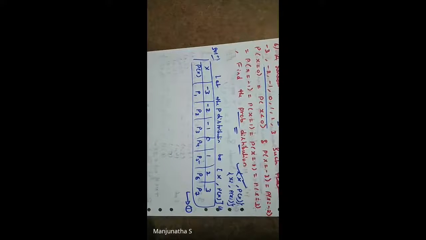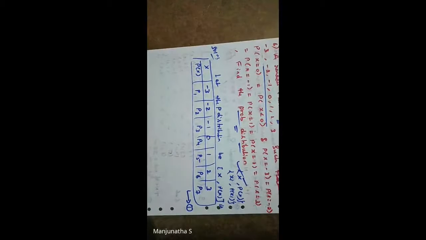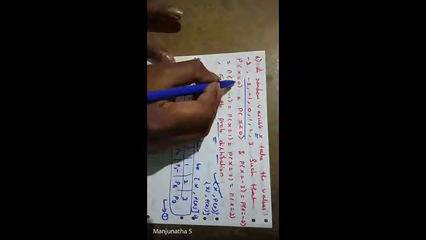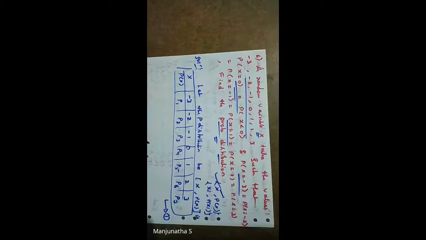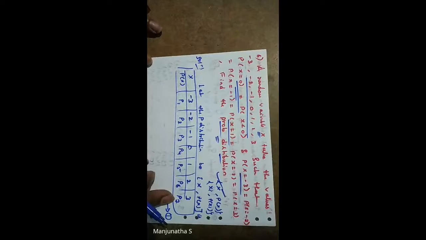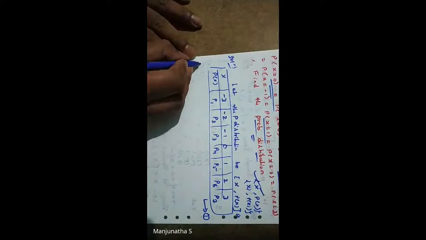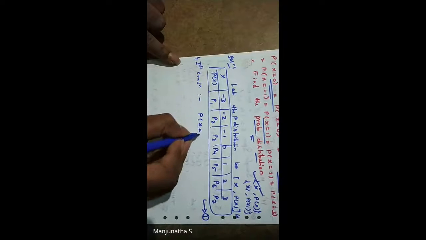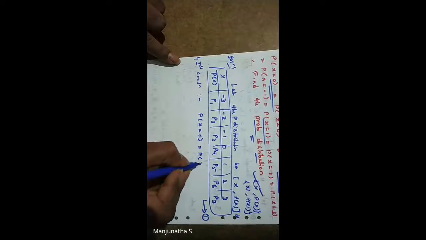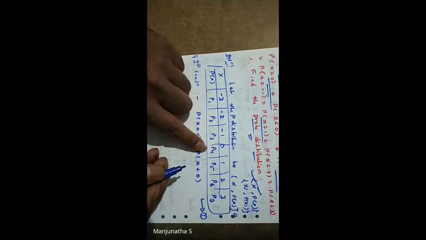Now we'll find P1, P2 up to P7 by using the main thing, these two conditions, this one and this one. We need to use both conditions to find all the P values. Definitely we'll get it. Now the first condition is P of X equal to 0 is equal to P of X less than 0. X equal to 0 means P4.